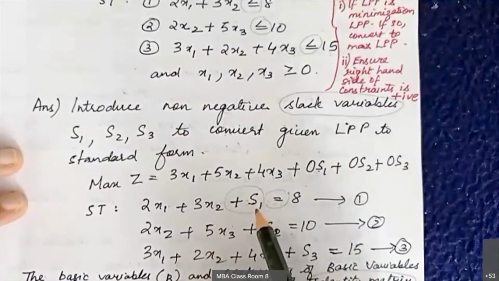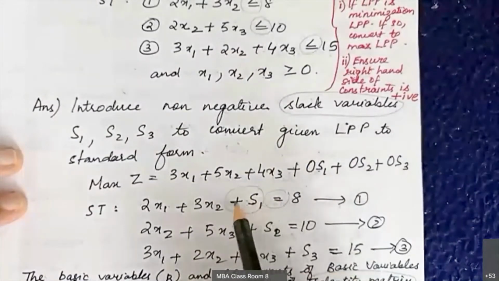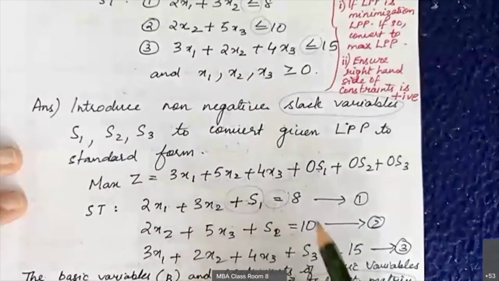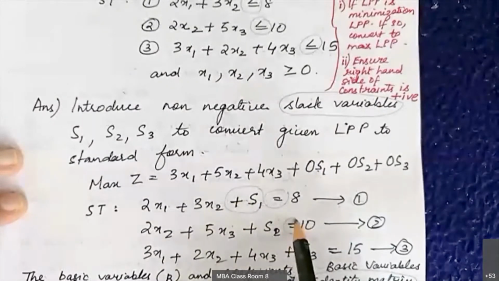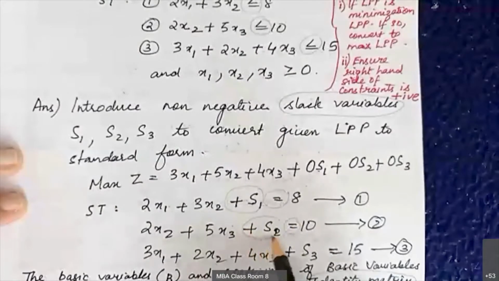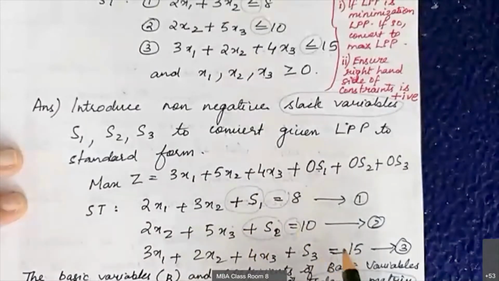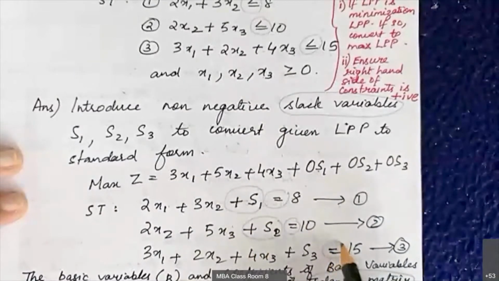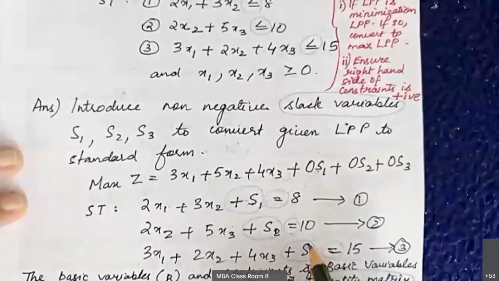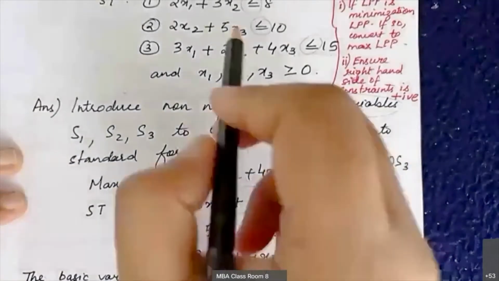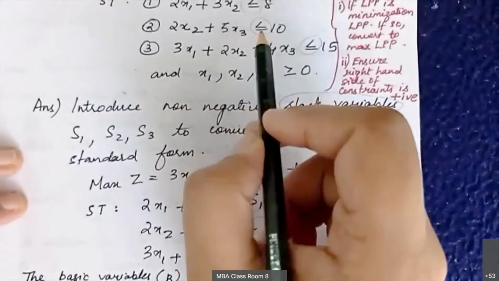Slack variable is represented by S1 over here. We just added those slack variables. Here also we changed it into equality symbol, and then we added the slack variable S2. Similarly, for the third constraint, we made it into equality symbol and we added the slack variable S3. So this happens when we have inequalities of the type less than or equal to. In today's class, we will be seeing what happens if we have the inequality of greater than or equal to, or the equal to symbol. We'll see that in today's class.